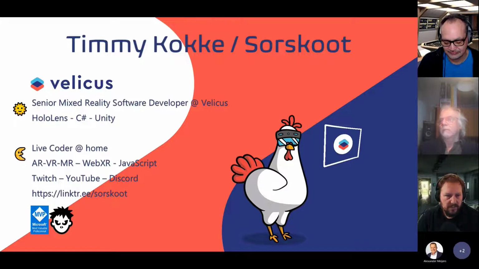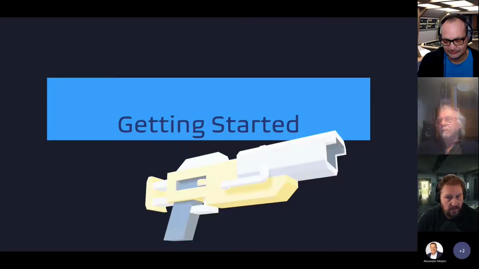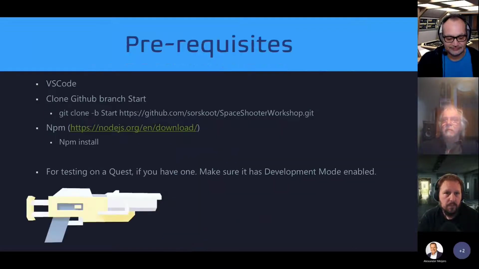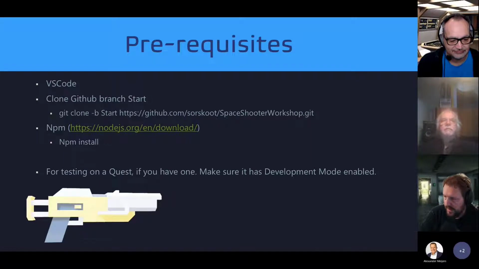So let's get started. As I said, there are a few prerequisites. I'm using VS Code. Technically, you could use any editor you would use for web development. It's just HTML and JavaScript. To get the code, you have to clone my repository. If you use the B start in there, you already clone the right branch.